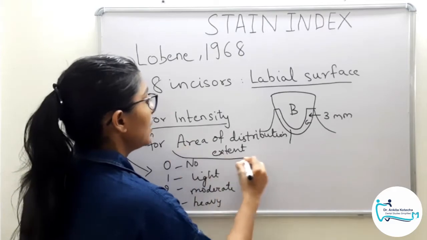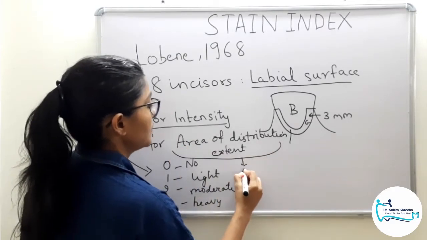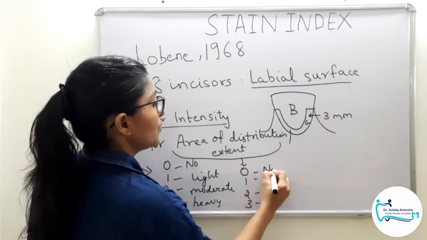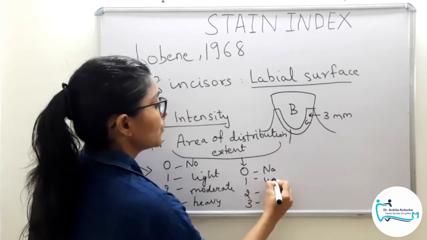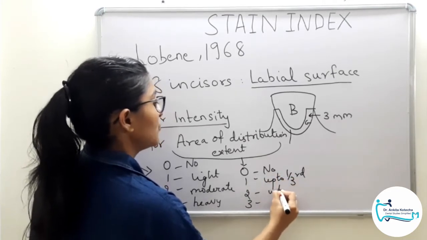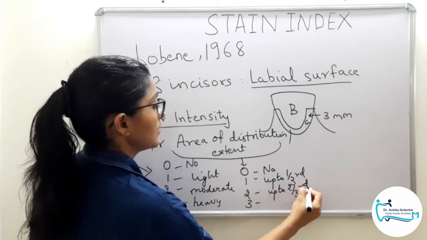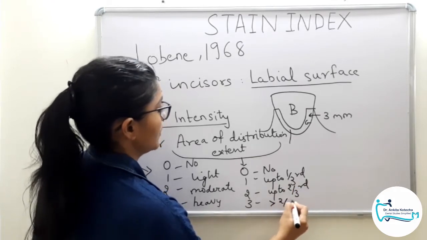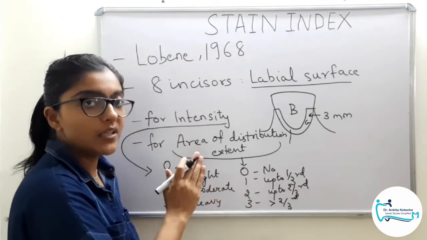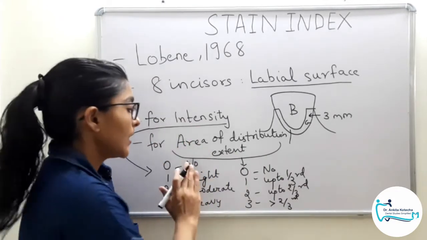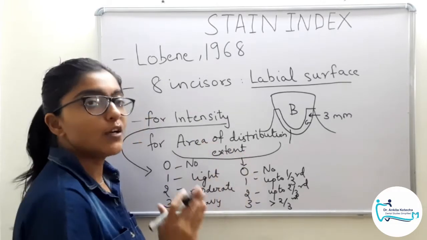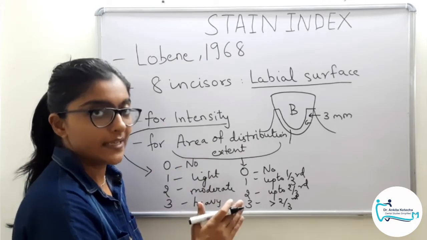And the area or the extent of distribution is again: no stain, up to 1/3 of the region, up to 2/3 of the region, and more than 2/3 of the region. This is the simple scoring criteria given by Lobene in the year 1968: one for the intensity of the stain and the second for the area of distribution or the extent.